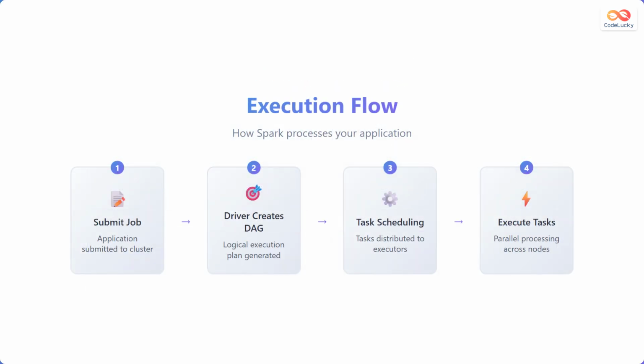Let us now understand how Spark processes your application through the execution flow. First, the application is submitted to the cluster. Then the driver creates a directed acyclic graph, a logical execution plan. After that, tasks are scheduled and distributed to executors. Finally, parallel processing is done across the worker nodes.